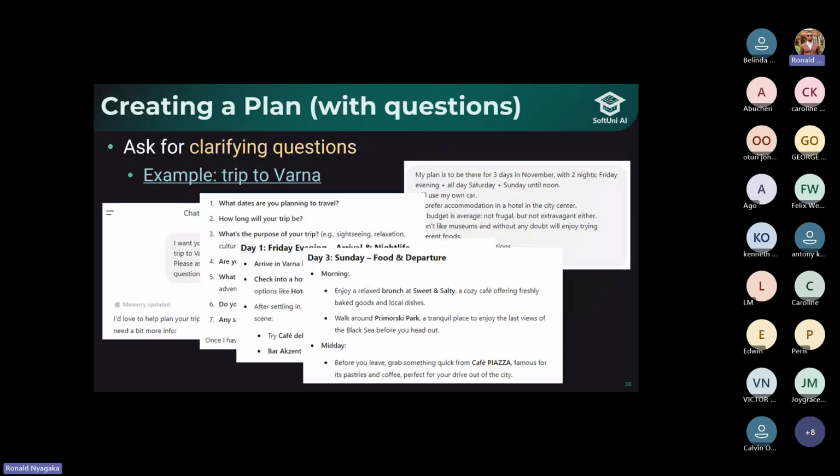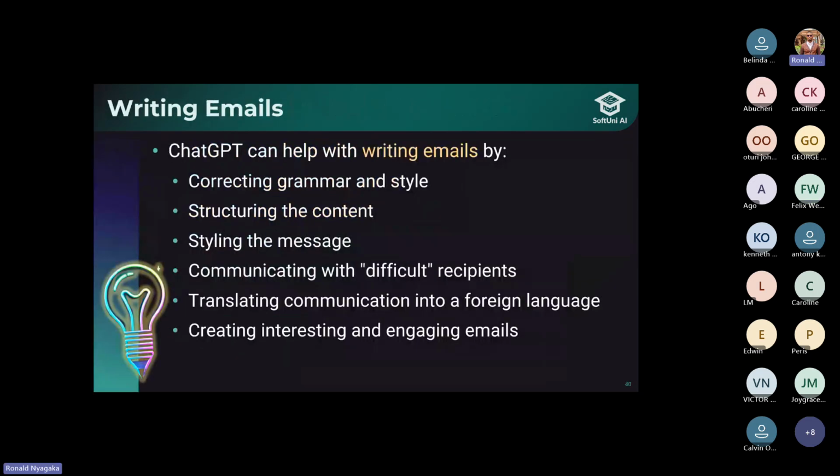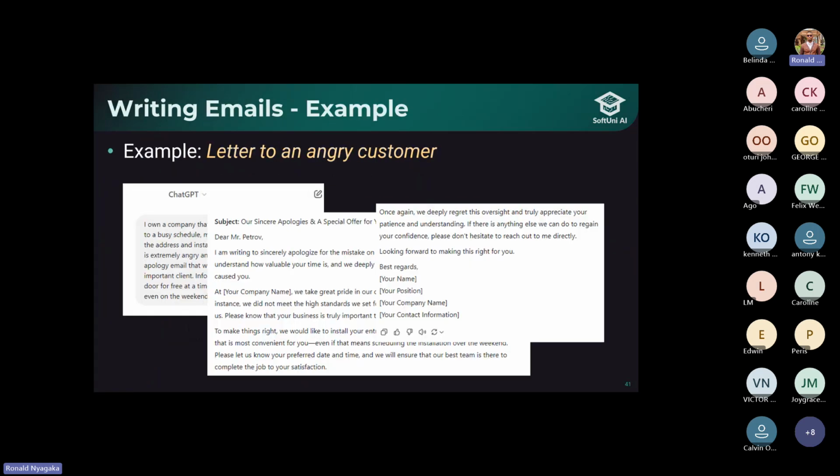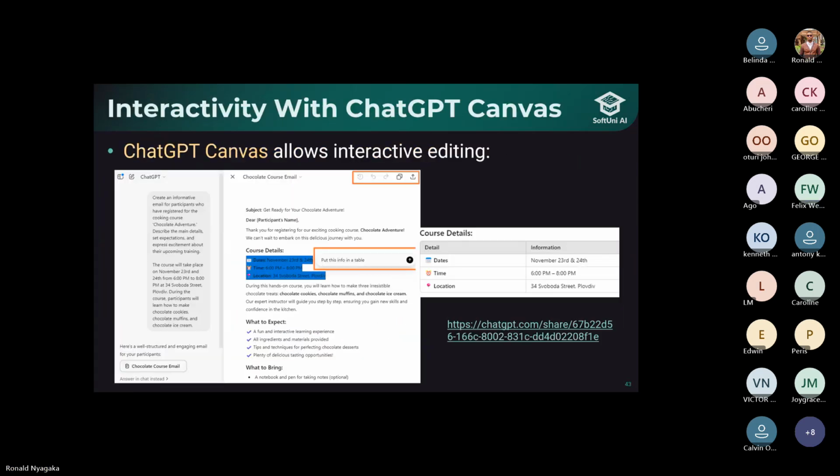So it can create a vacation plan. It can write emails. I'm sure some of you have done this with ChatGPT, also Copilot. Put this info in a table. We have seen in practice how to do that, right? Let's see what this is. I think this is slightly different.